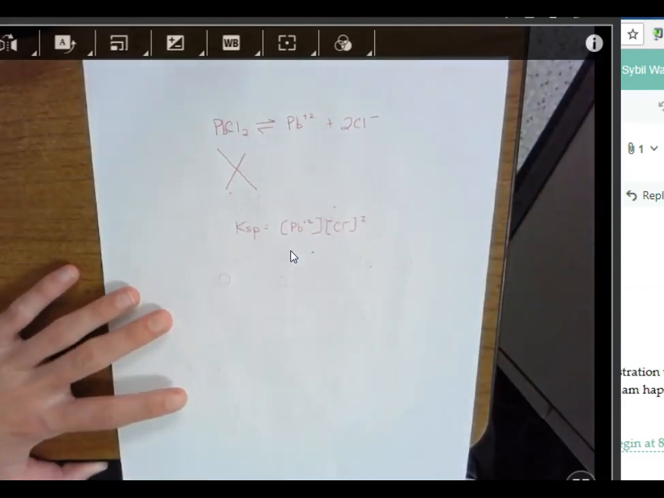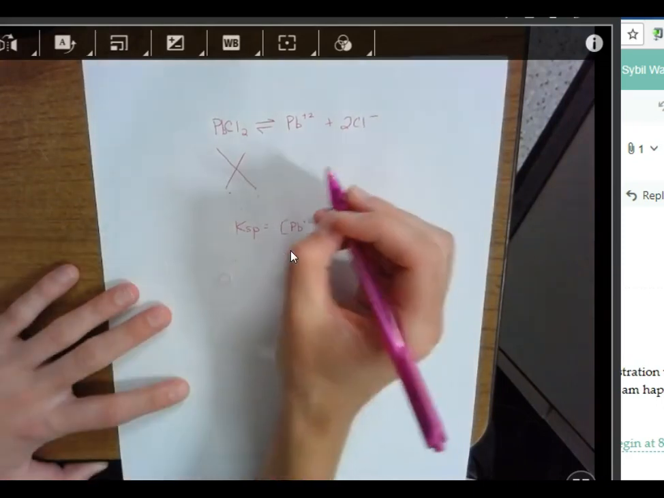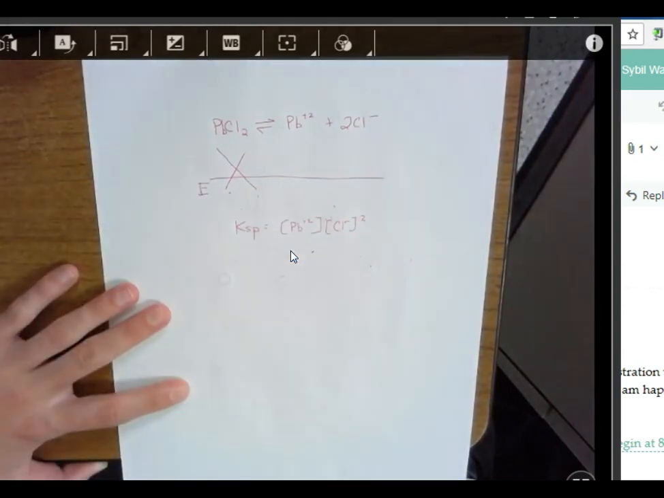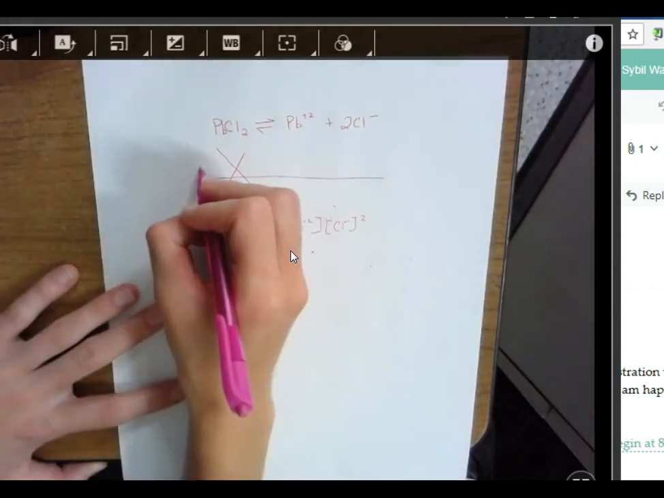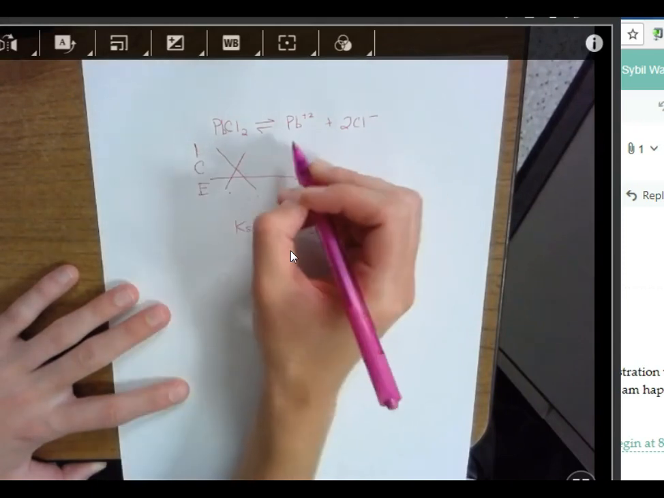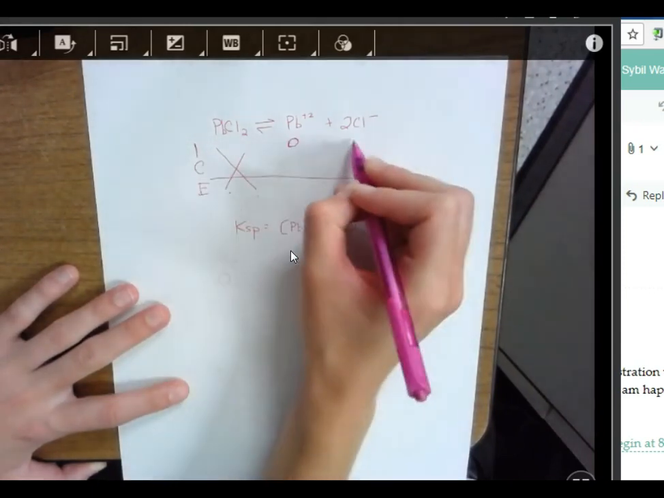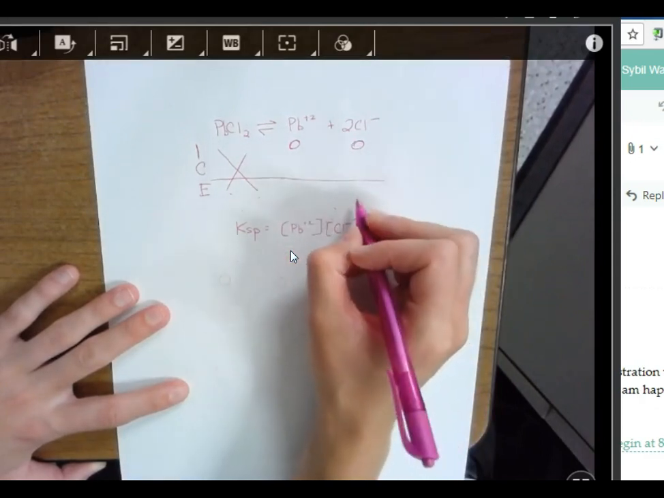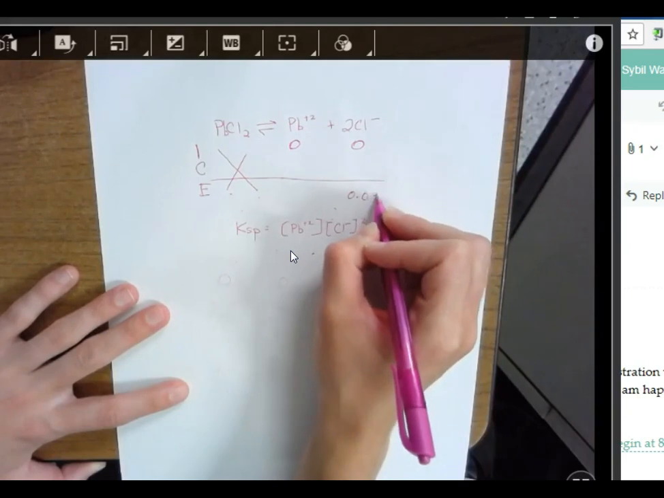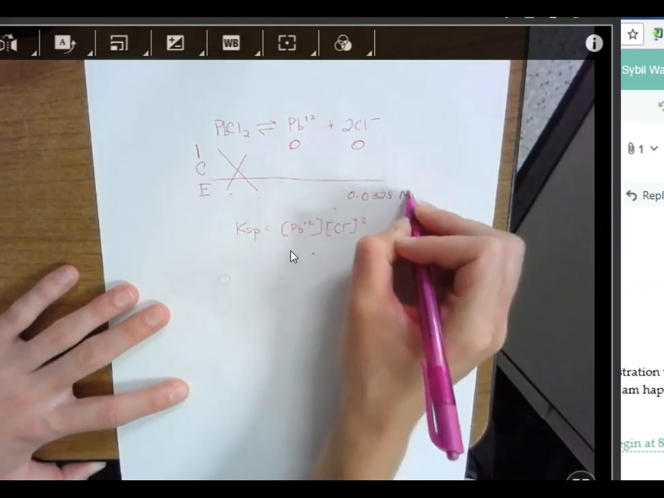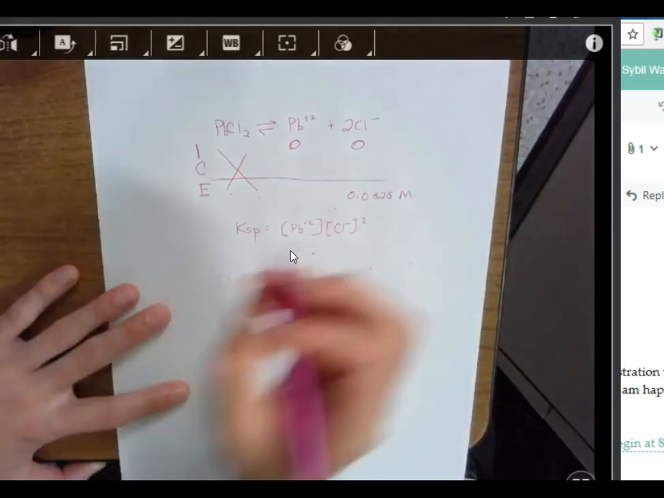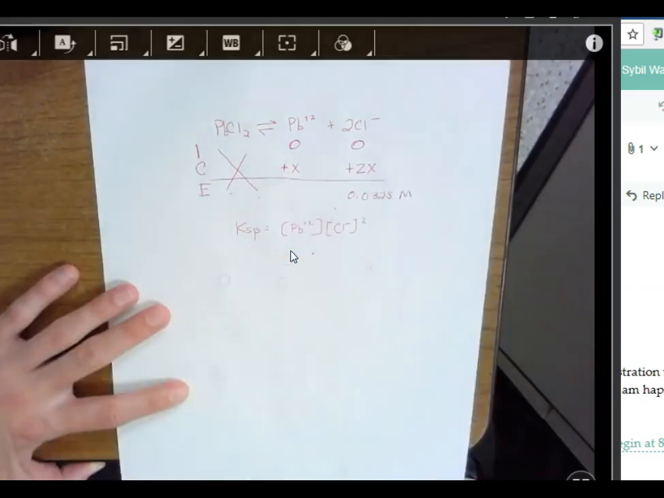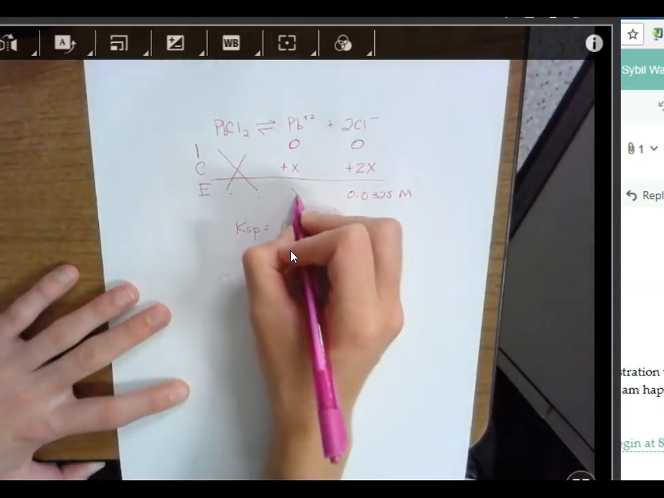In the problem, it says that they have a saturated solution. So when I have the saturated solution, that's when I'm at equilibrium. Okay, a saturated solution is an equilibrium situation. I start with water, so I don't have any of these. And now I have a saturated solution, and it has 0.0325 as the concentration of the chlorine. Same thing I did before, plus x and plus 2x on my E line, and then this one is just x.